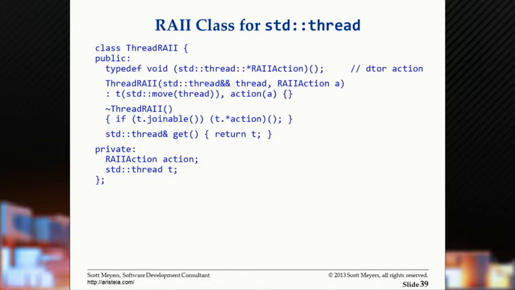So I've got a constructor here, and the constructor takes the thread object. That actually is an rvalue reference. The ampersand there really is an rvalue reference. Threads are only movable; you can't copy them. And then it takes an RAII action, and you can see in the typedef that the RAII action is simply a pointer to a thread member function.